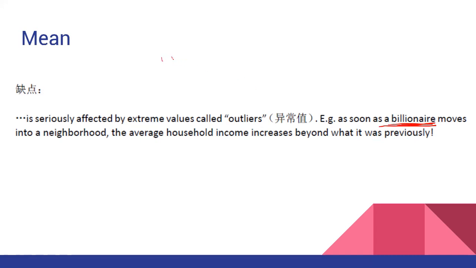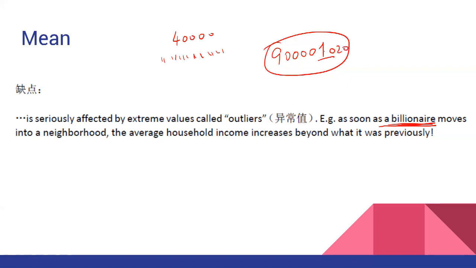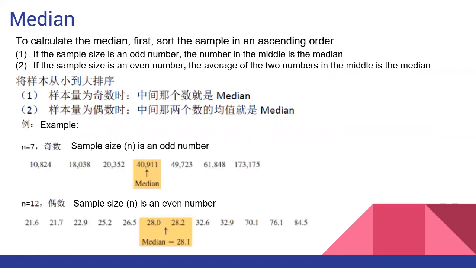For example, in the neighborhood, the average income is around 40,000. If a billionaire moves in, the billionaire could earn this much, which is a very large number. As soon as he or she moves in, the average household income is rocketed, right? So that means the mean could be easily affected by any outliers, right? This is the reason we introduced the second measurement, which is called median.